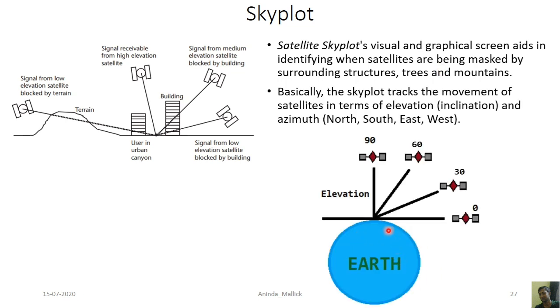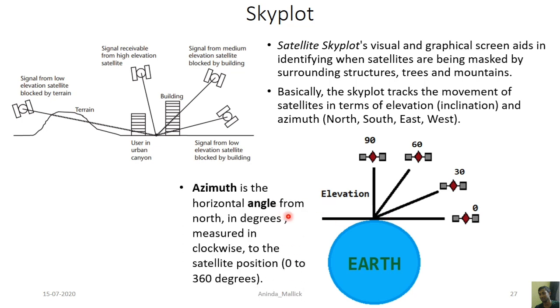This is the Earth and you are at this point. For a satellite placed here, the elevation is 0, and for a satellite placed at the top of your head, the elevation is 90 degrees. Satellites located below this 30 degree line have a higher probability that their signals may be blocked by buildings, trees, mountains, etc. And azimuth is basically the horizontal angle in degrees, measured clockwise.